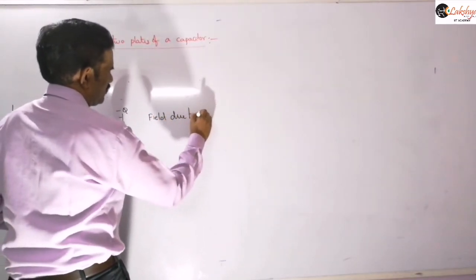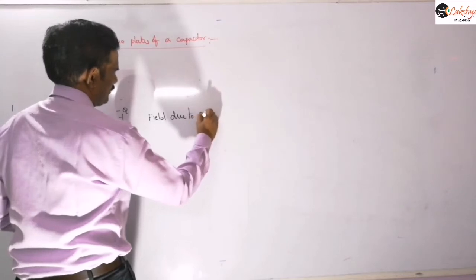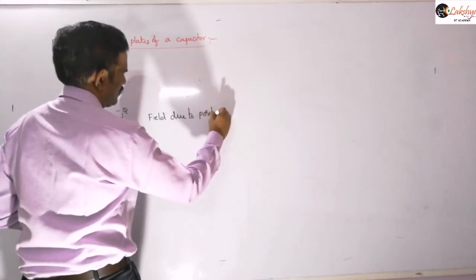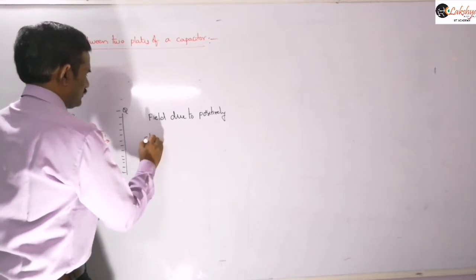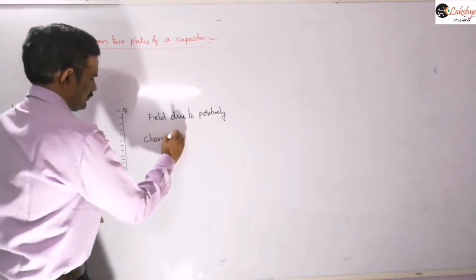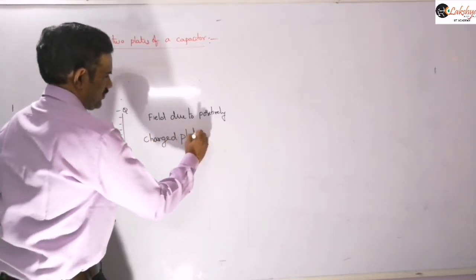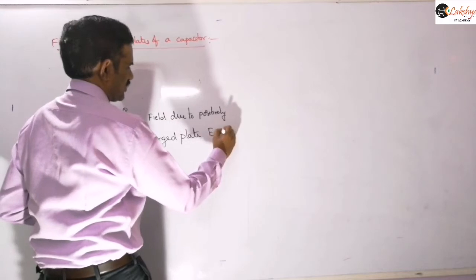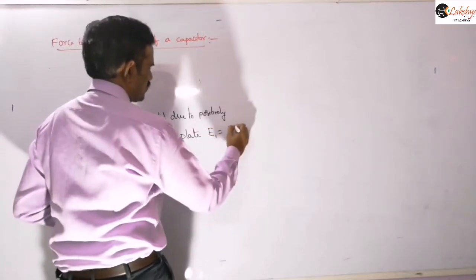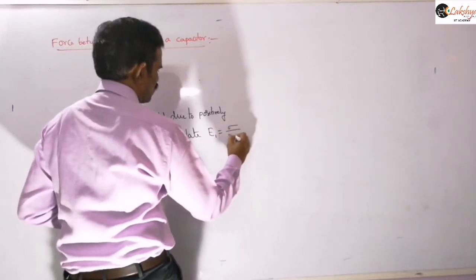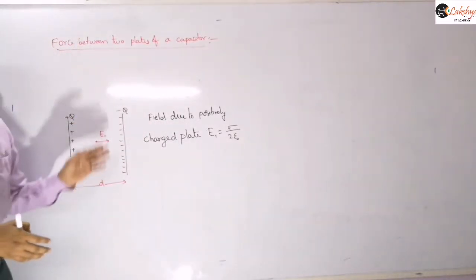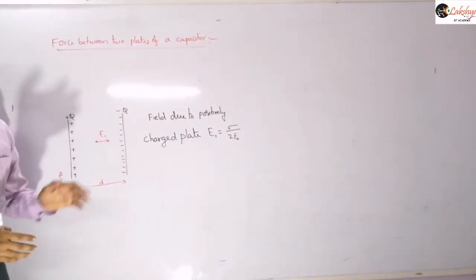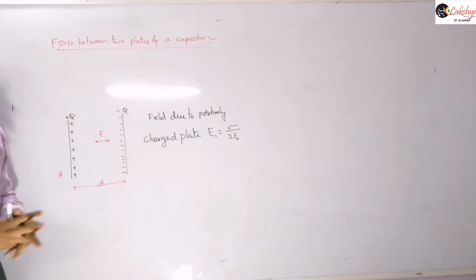So field due to the positively charged plate, E1, can be written as sigma by 2 epsilon naught, right? Because that is the field due to an infinite charged plane. So if sigma is the surface charge density, then we can write it like that.